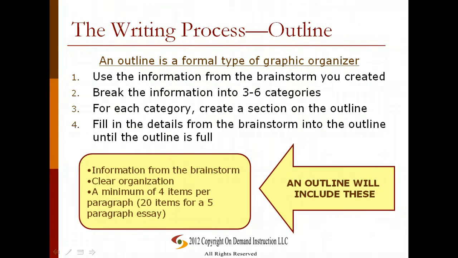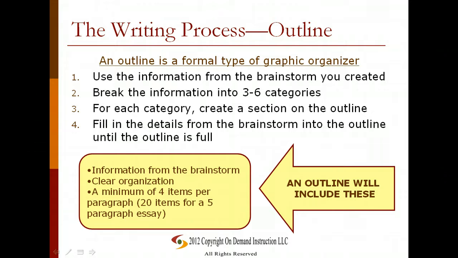Now, in the second step of the writing process, we organize the information. We can organize that into an outline. Take the information that you had in your brainstorm and break it down into categories. I typically recommend 3 to 6 different categories for shorter essays in the range of 5 to 10 paragraphs. For each of these categories, you will create a new section on the outline. Then fill in the details from the brainstorm into the outline until the outline is full.